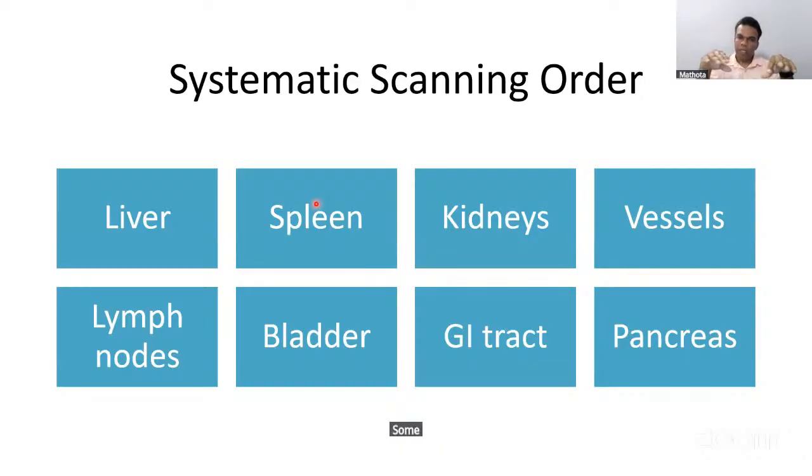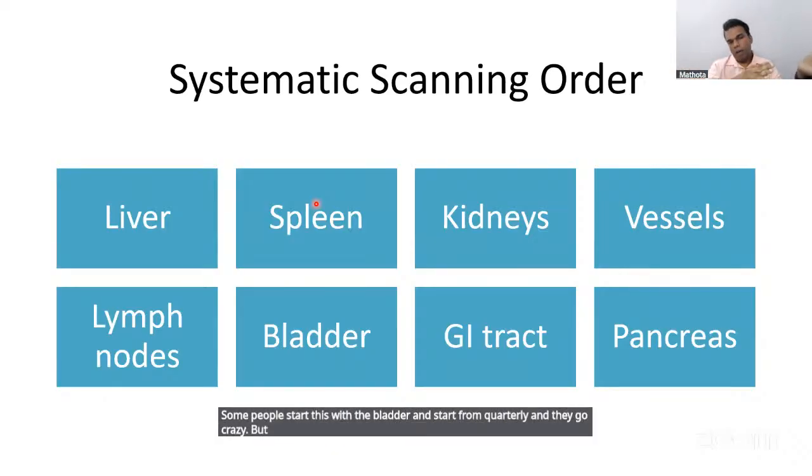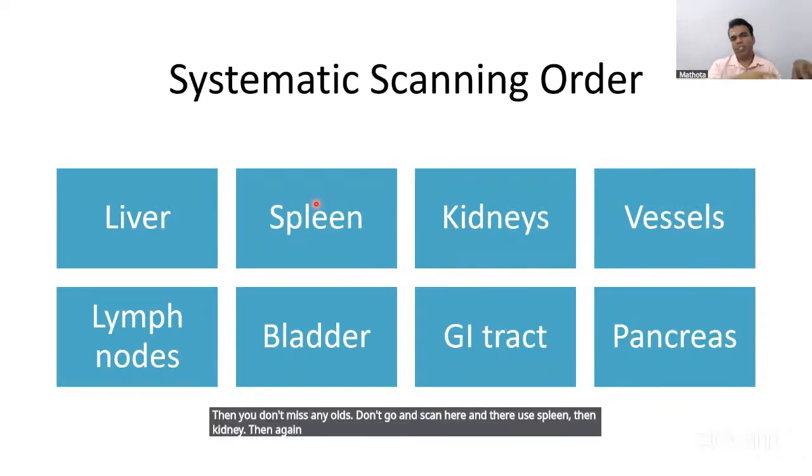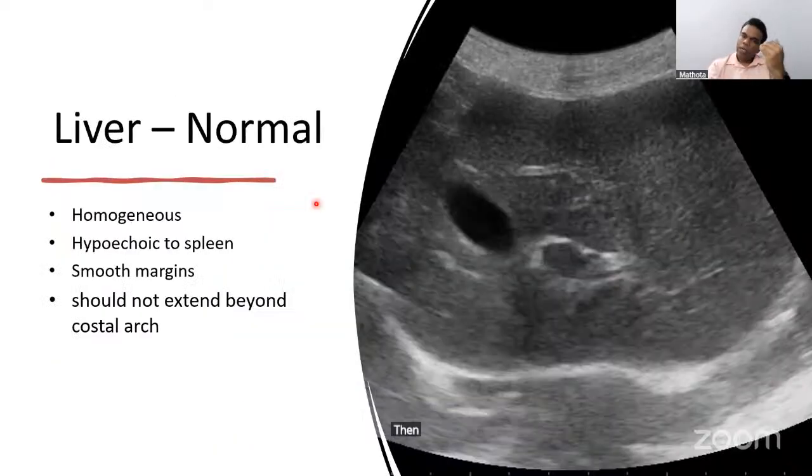Some people start with the bladder, start caudally and go cranially. But I start cranially and then go caudally. Both ways you can do it, but always try to be systematic, so you don't miss any organs. Don't go and scan here and there. First spleen, then kidney, then again you go to liver, like that. Don't mess up.